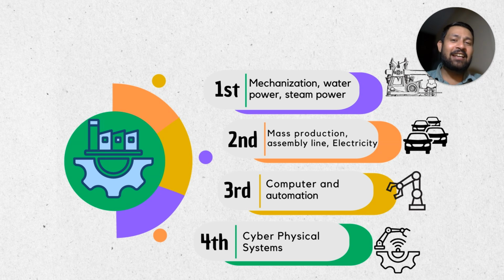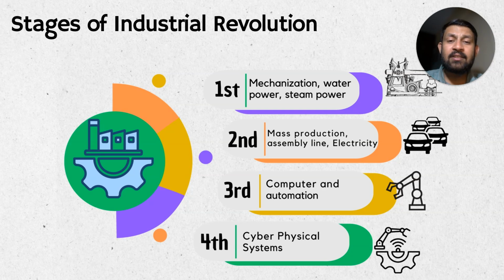Now, in order to understand the true meaning of Industry 4.0, we will take a dive into the previous industrial revolutions. So the first industrial revolution happens to be the revolution related to mechanization, where machines came into picture, water power and steam power. Then came the second revolution, where mass production was enabled using assembly lines. Then, with the advent of computers and information technology, the third revolution came into picture.